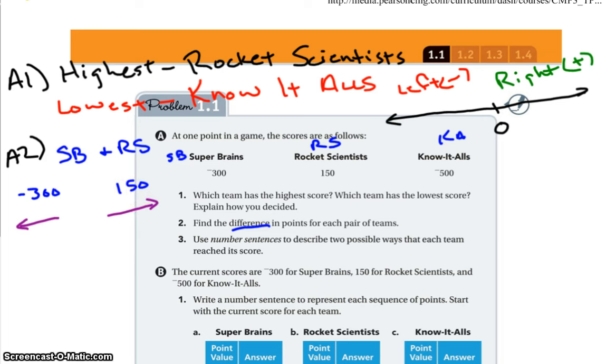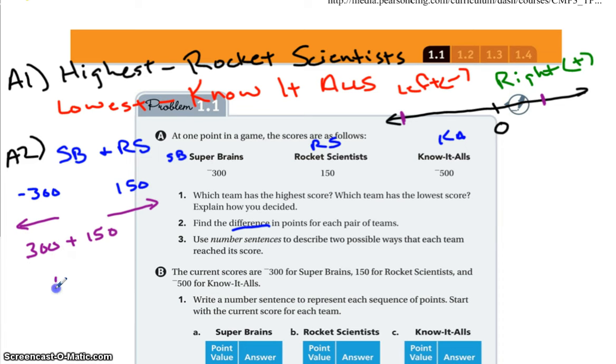And so 150 would be over here on our number line, and negative 300 would be over here on our number line. So really what I want to do, since they are on opposite ends of 0, to find out how far apart they are, or the difference, is I really want to just simply take 300 plus 150. Now that looks a little weird because I'm not including the negative sign here. So let's set it up another way.